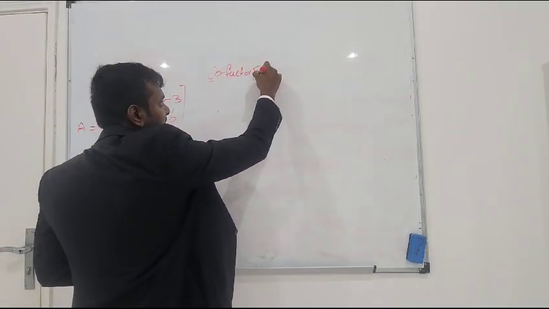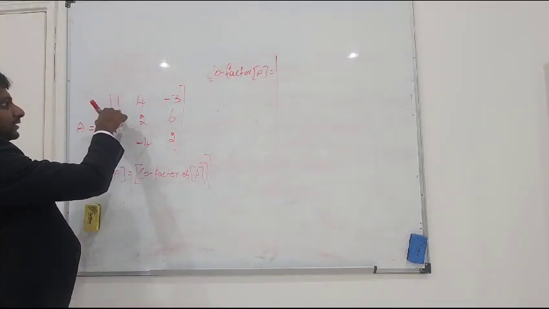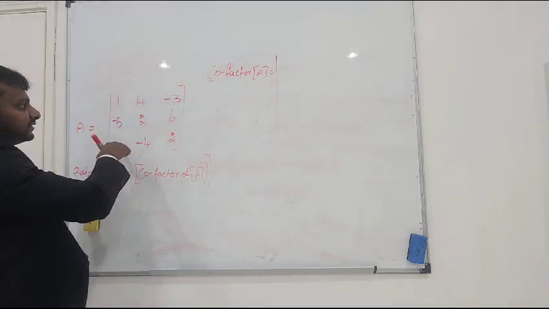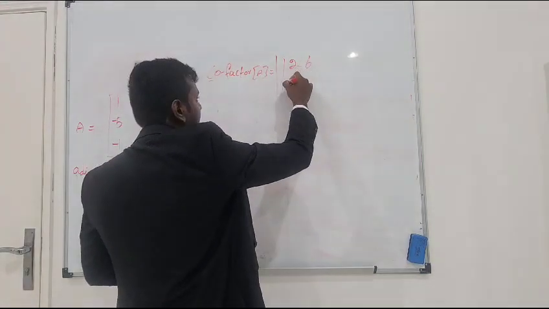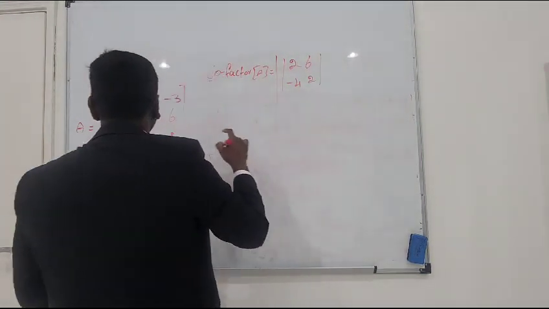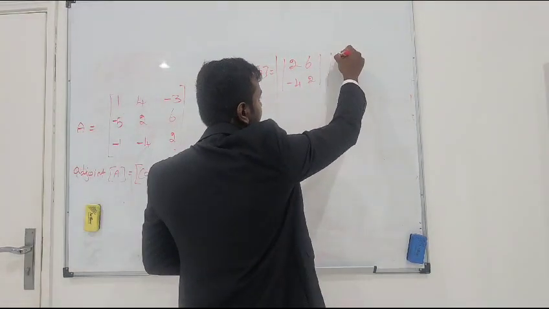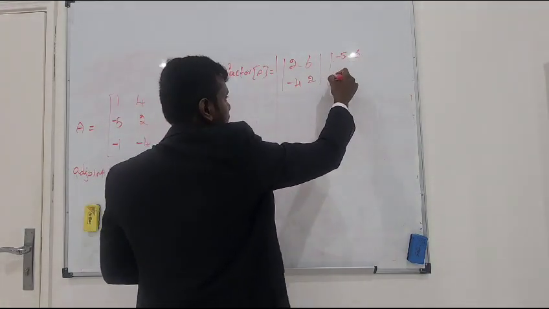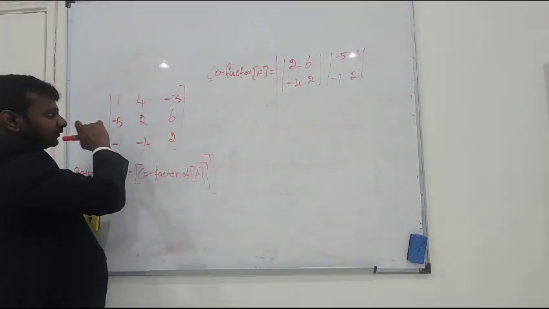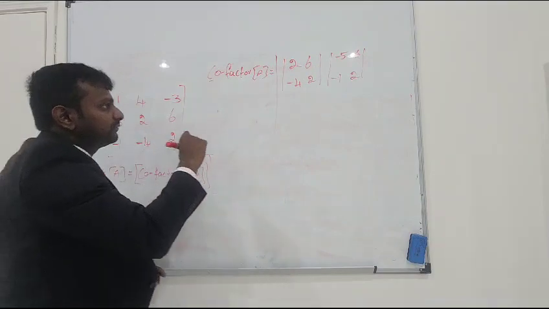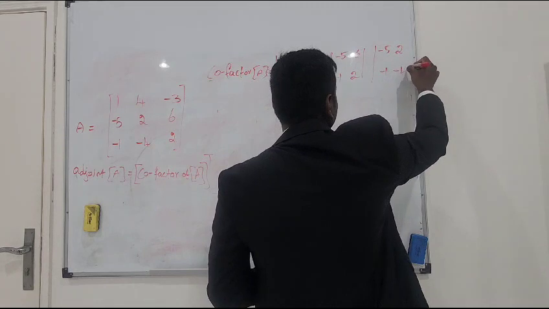So the cofactor of A matrix will be equal to, when I take this first one, plus 1, you leave this row and leave this column, and we write only the remaining things, which is 2, 6, minus 4 and 2. Similarly, when we consider 4, leave this row and this column, which is minus 5, 6, minus 1, 2. Similarly, when we take this third one, minus 3, we leave this row and this column, which will come like minus 5, 2, minus 1, minus 4.